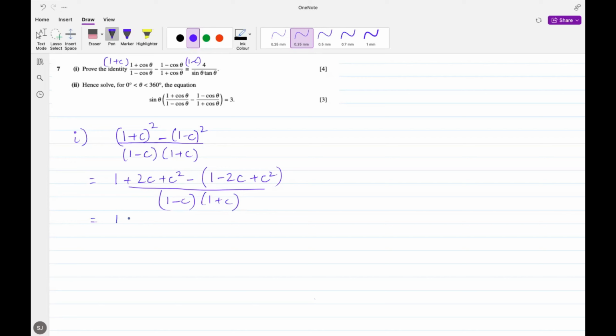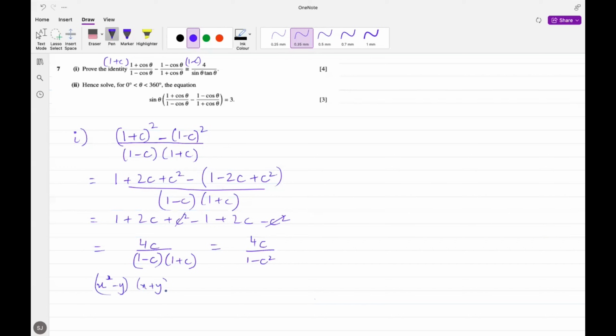Simplifying the numerator, we'll get 1 plus 2 cos plus cos squared minus 1 plus 2 cos minus cos squared. So the cos squared term will cancel, 1 minus 1 will cancel, and we'll get 4 cos upon (1 minus cos)(1 plus cos). Now we can write (1 minus cos)(1 plus cos) as 1 minus cos squared. We will be using the identity (x minus y)(x plus y) equals x squared minus y squared. Now we know that 1 minus cos squared is sine squared, so this can be written as 4 cos upon sine squared.